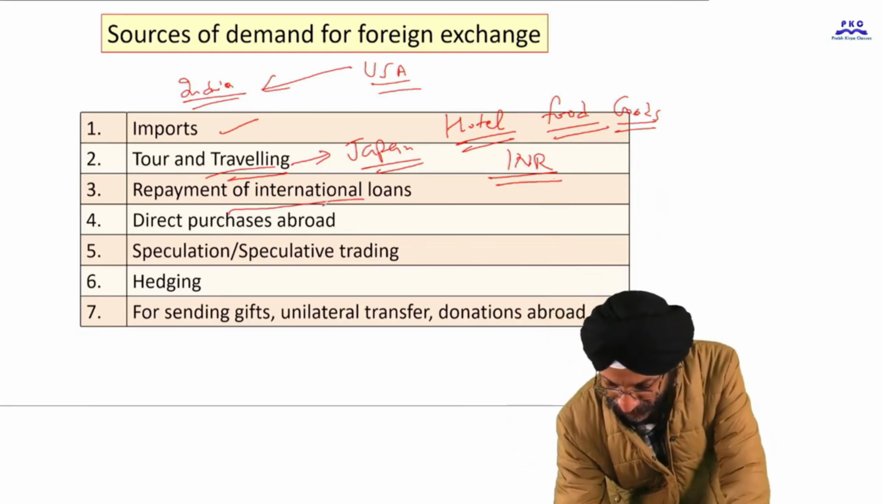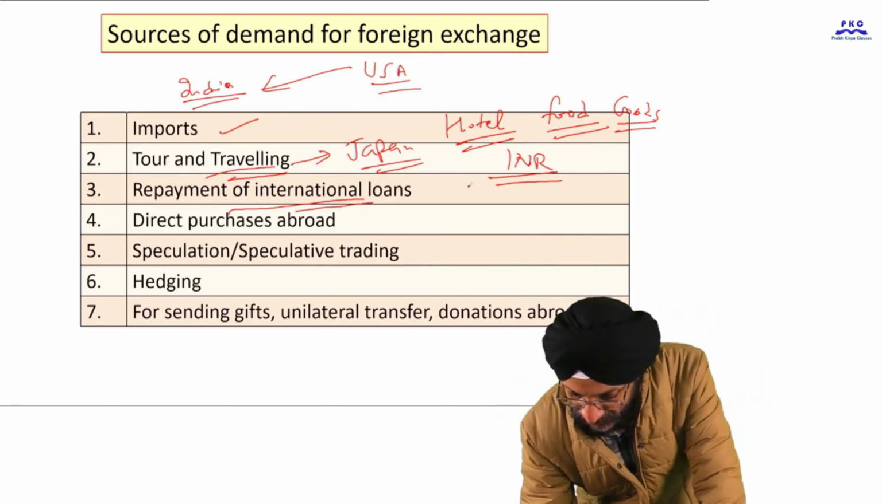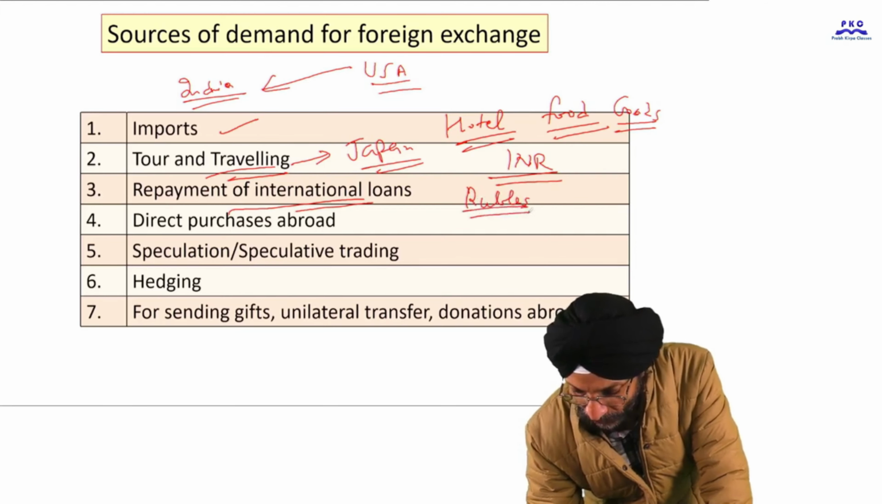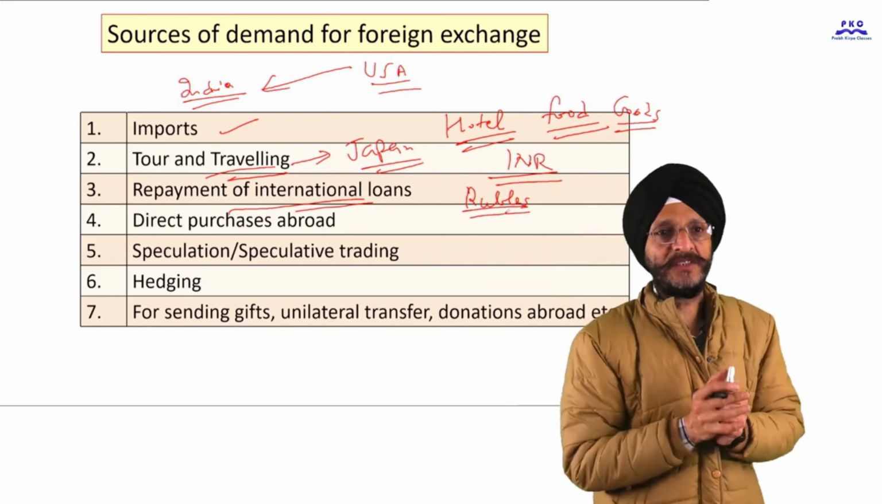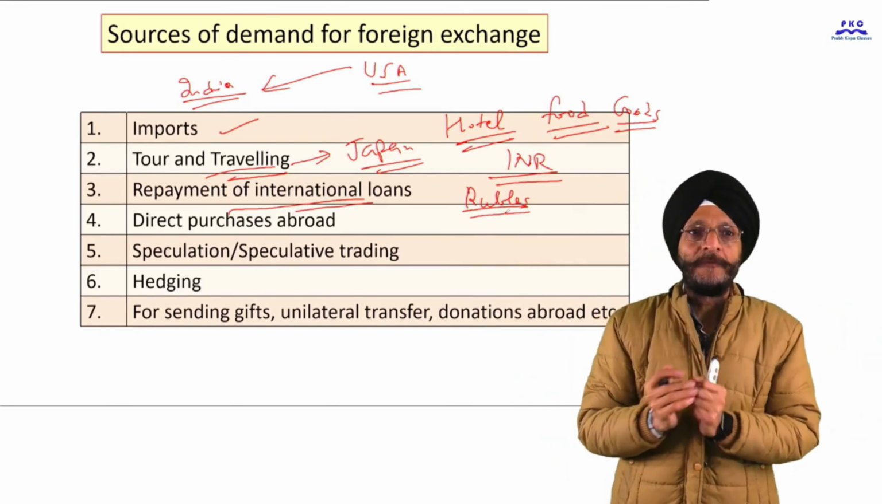Third is repayment of international loans. It is possible that we have taken an international loan from Russia in the form of rubles, their currency, Russian currency. Then we will have to pay in that currency.